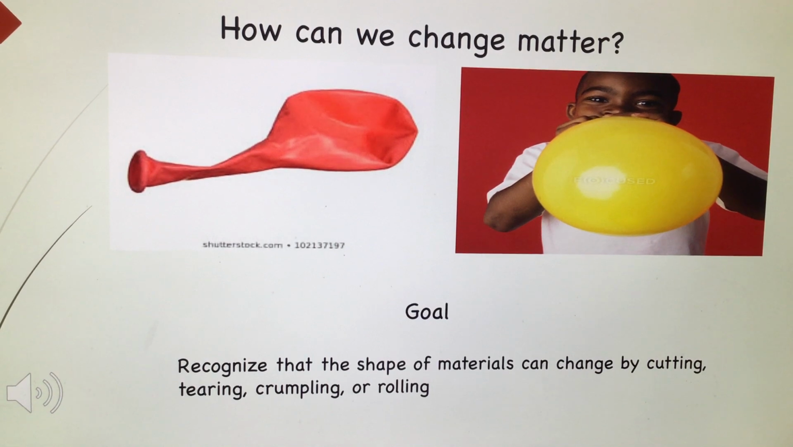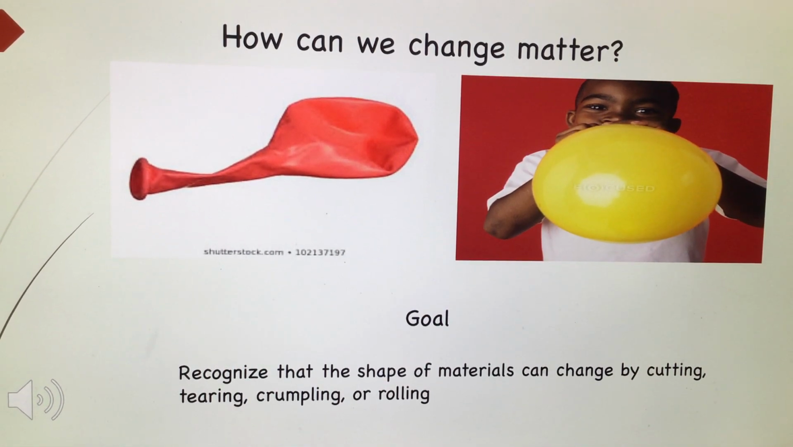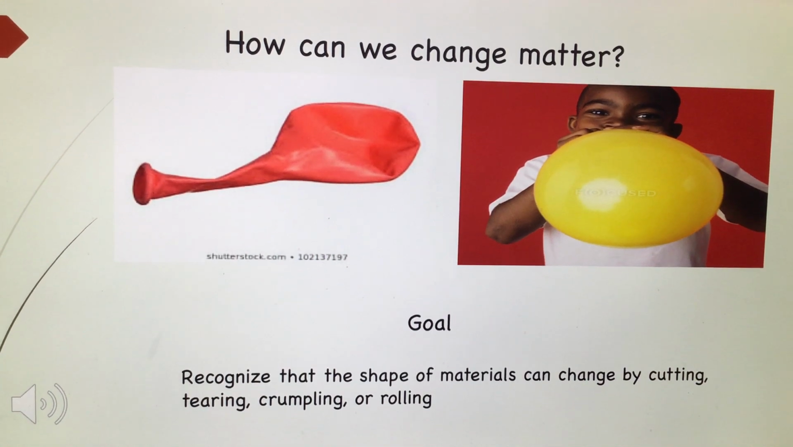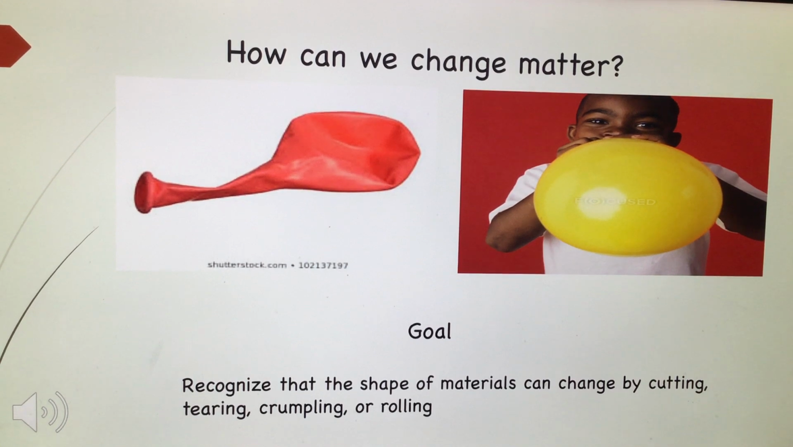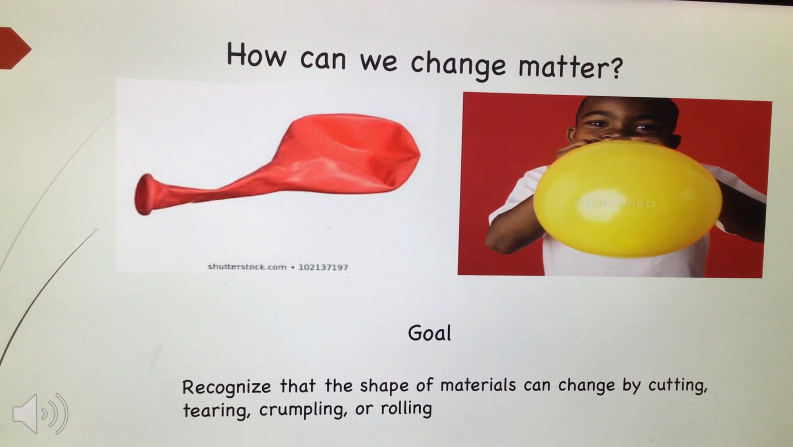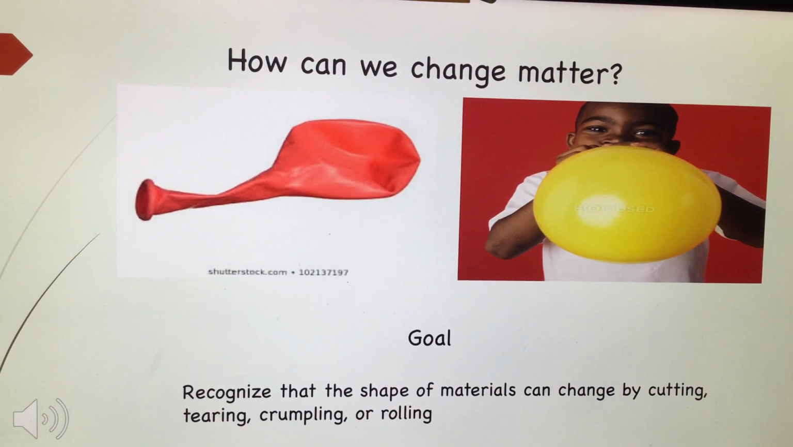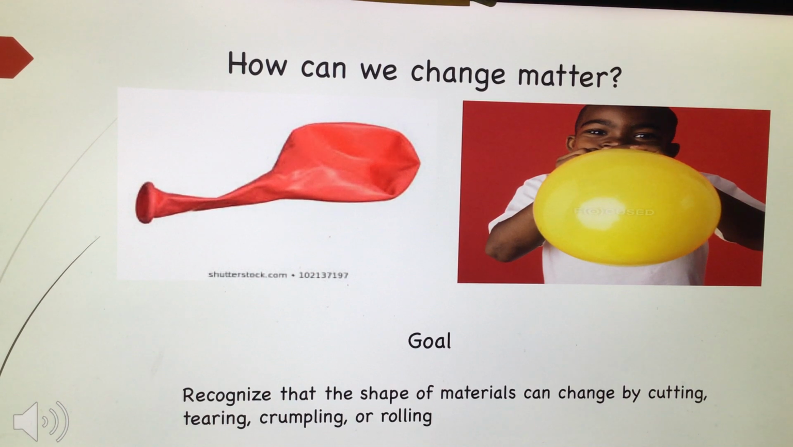It is Terrific Tuesday, and today we're going to have science. And in science, we have been talking about matter. Today's question is, how can we change matter? So I want you to look at the two pictures. Somehow we change matter. Look at the balloon, and then we did something to it to change the shape of it. What did we do?